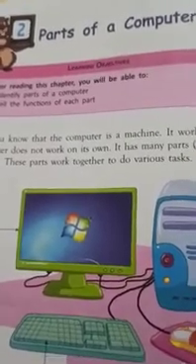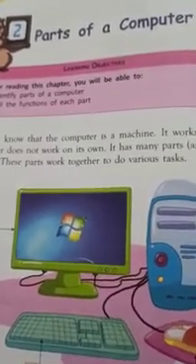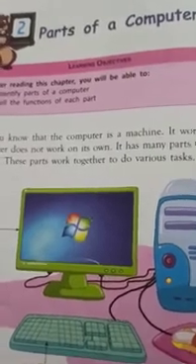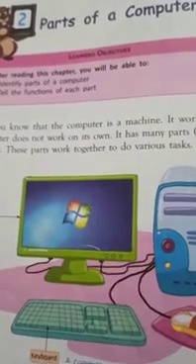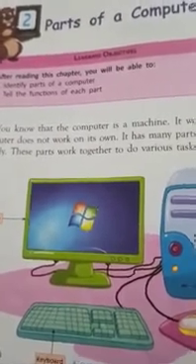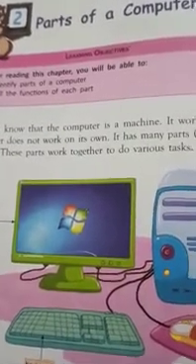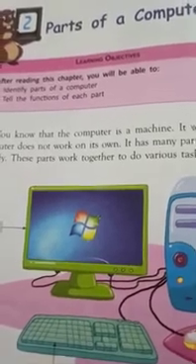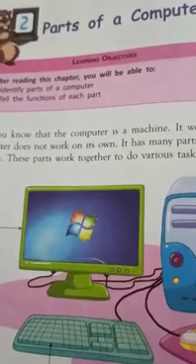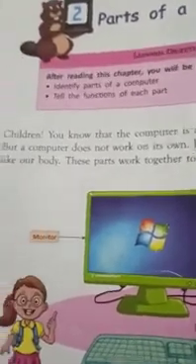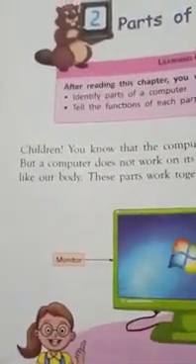So today we will start with our second lesson, lesson number 2, parts of a computer. Students, in our previous lesson we learned what a computer is, and now we will learn to identify the parts of a computer. Okay, so let's start.